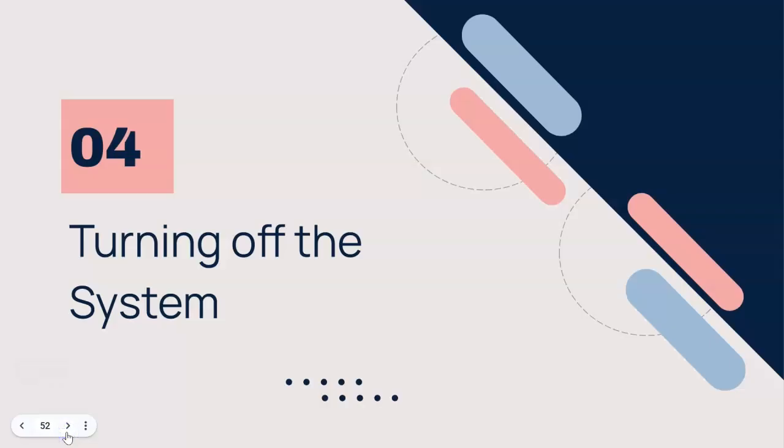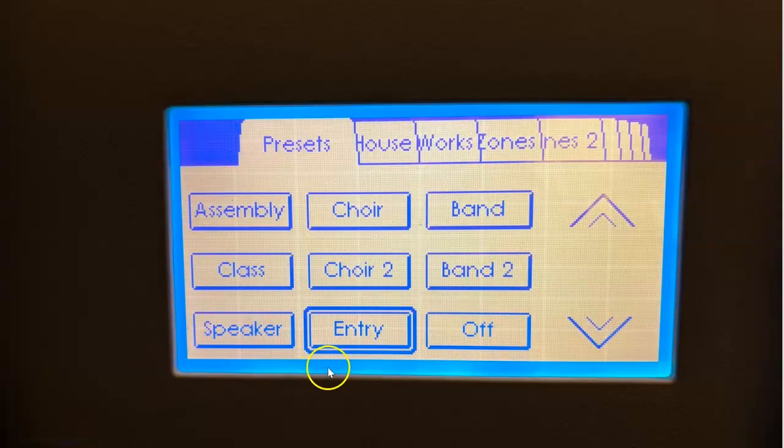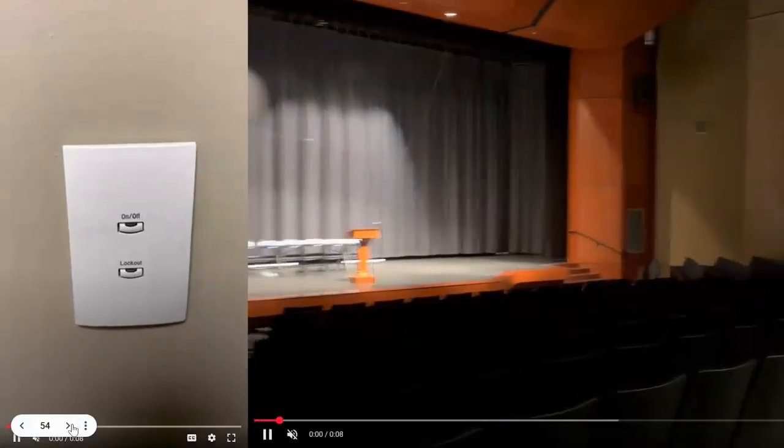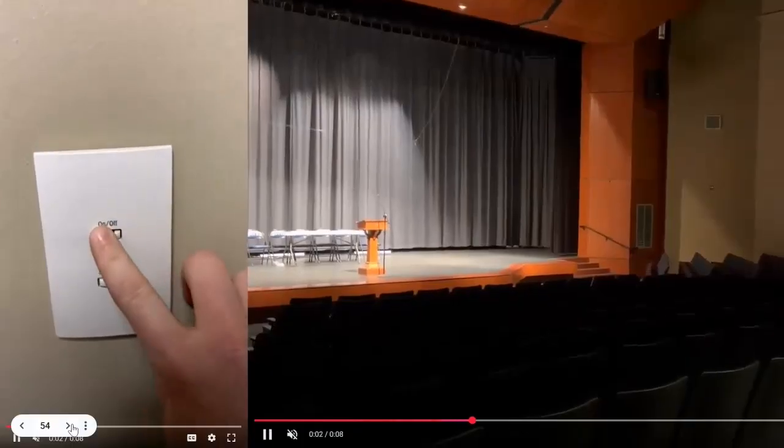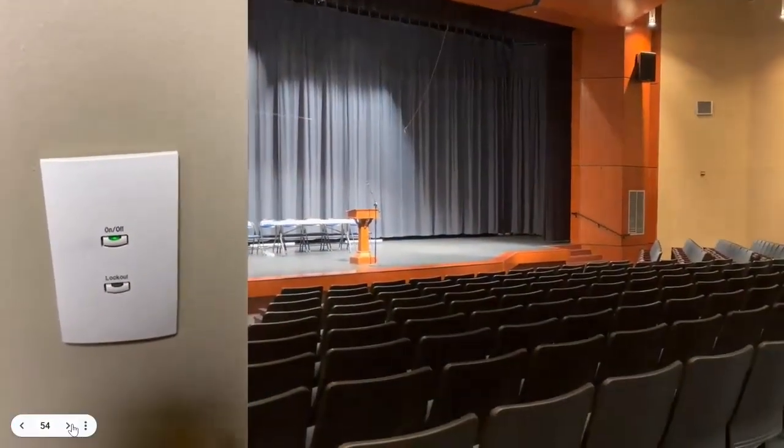Turning off the system. Turning off this system is very easy. You can re-log into the wall panel and select the preset look labeled Off. But easier yet, you can hit one of the wall panel buttons by any entrance or exit door 2 times to fully power off the system. The first press will turn on the audience light to full, and the second press will turn all of the lights completely off.